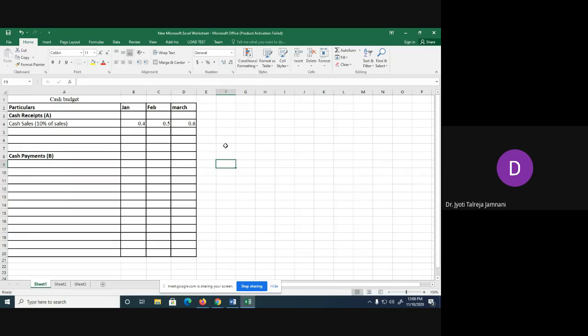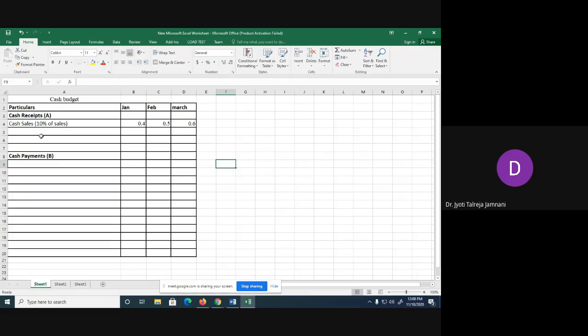Do you want me to take the full numbers like 5 lakh, 6 lakh, 4 lakh, or do you want me to take 5, 6, 4 only? You want me to take whole numbers in lakhs, adding all the zeros, or a single digit only? This is fine, ma'am. Single digit is fine, okay. Ma'am, single digit.